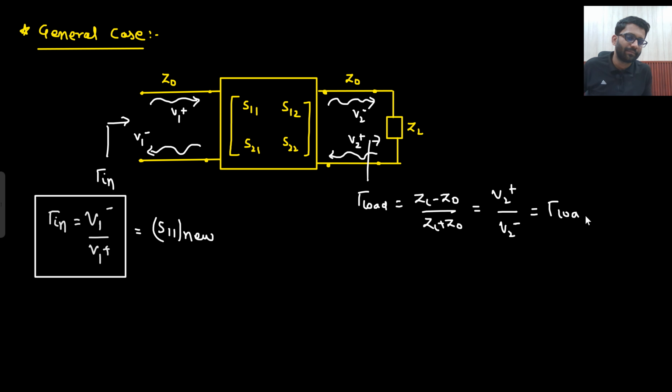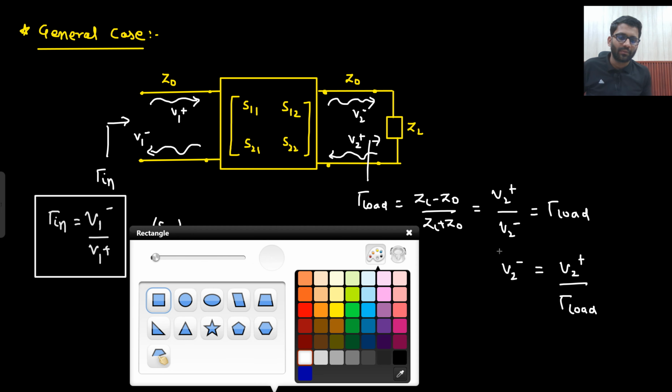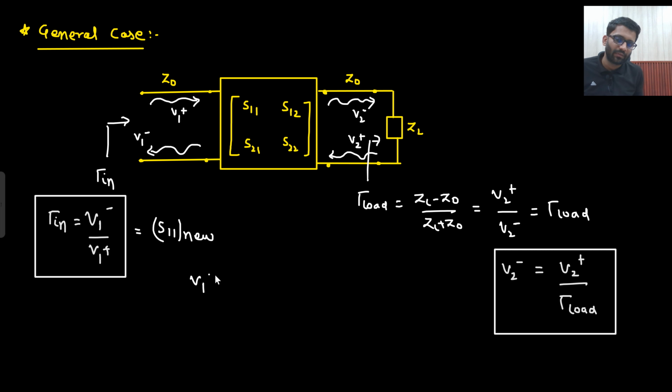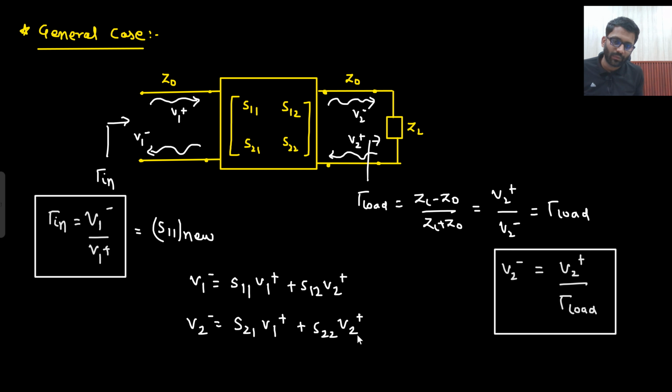So from here, V2 plus is equal to gamma load V2 minus. But I don't need to write that. I need to write V2 minus is equal to V2 plus divided by gamma load, because first I need to replace V2 minus. Do you know the equations of V1 minus and V2 minus? V1 minus is equal to S11 V1 plus S12 V2 plus, and V2 minus is equal to S21 V1 plus S22 V2 plus. This is your equation 1, this is equation 2, and this is equation 3. This analysis you should be doing on your own. There is nothing else, just simple mathematics. So from 2 and 3.